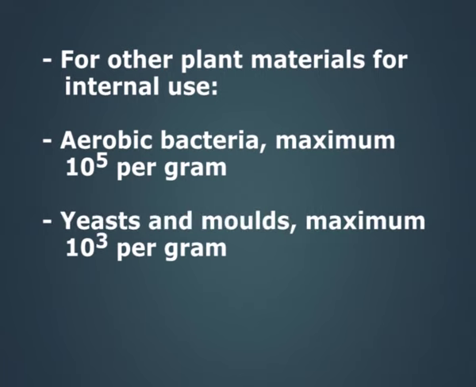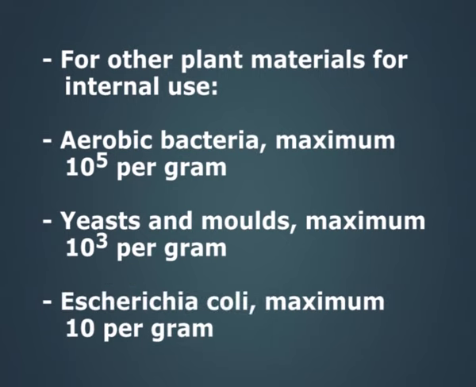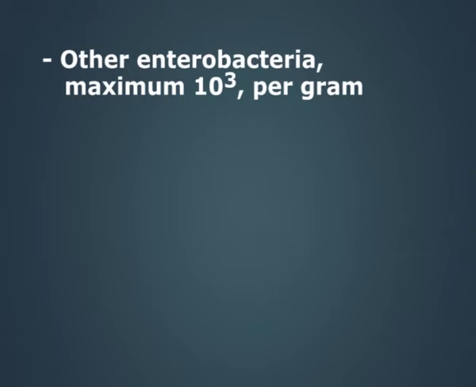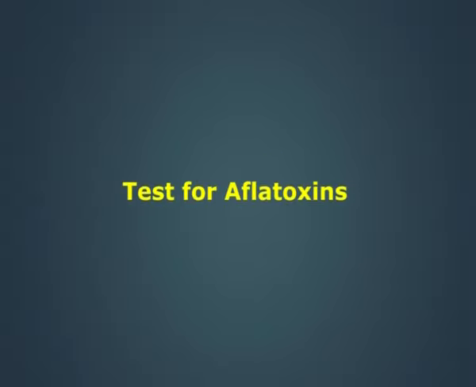Yeast and molds maximum 10 raised to power 3 per gram. Escherichia coli maximum 10 per gram. Other enterobacteria maximum 10 raised to power 3 per gram. Salmonella none. Detailed test procedures, culture media, specifications, methods of counting, strains to be employed, and methods of validation are described in WHO guidelines as well as in pharmacopoeia. Test for aflatoxin.